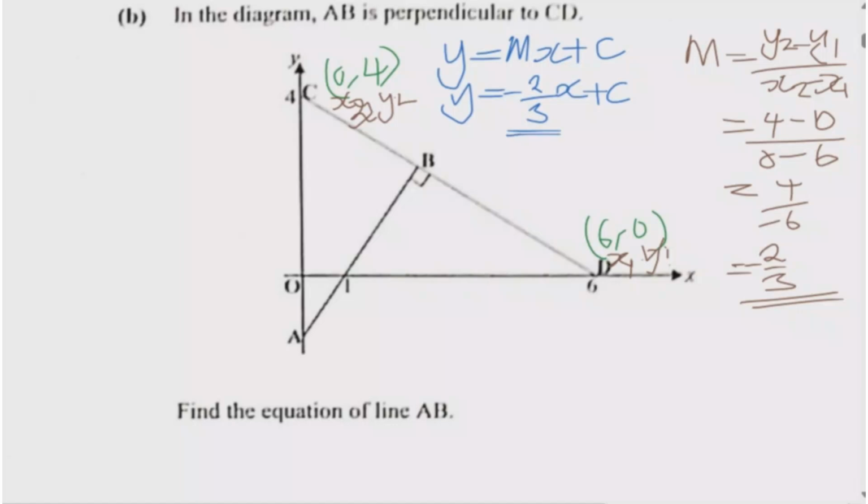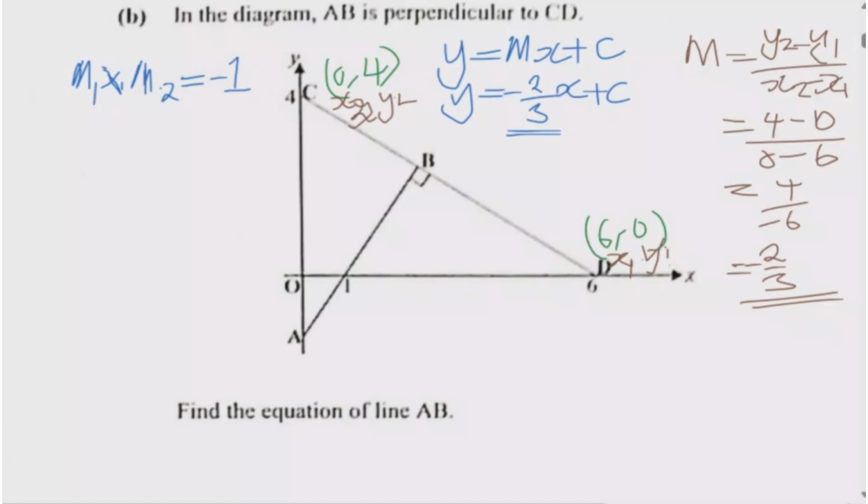Now let me talk about the relationship between the gradients of two lines which are perpendicular to each other. What is the relationship? We can understand that the gradient of line 1 times the gradient of line 2 is equal to negative 1.